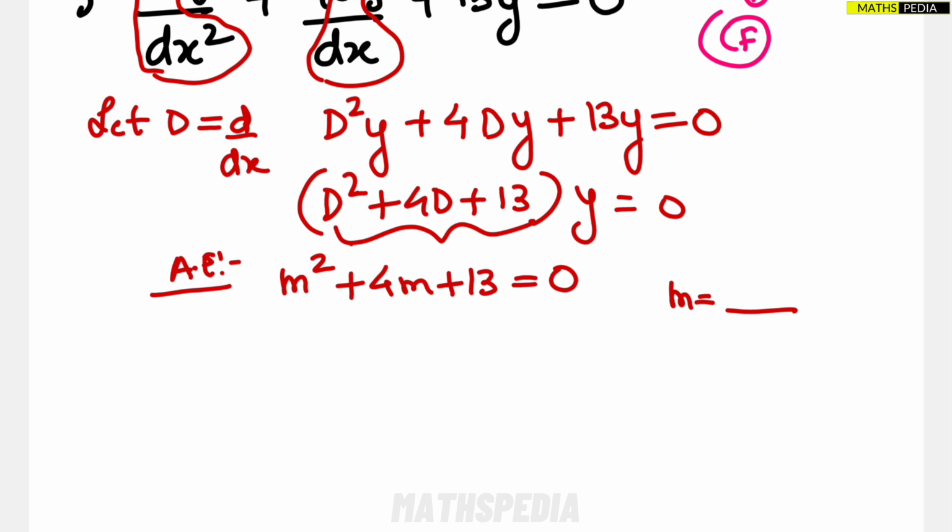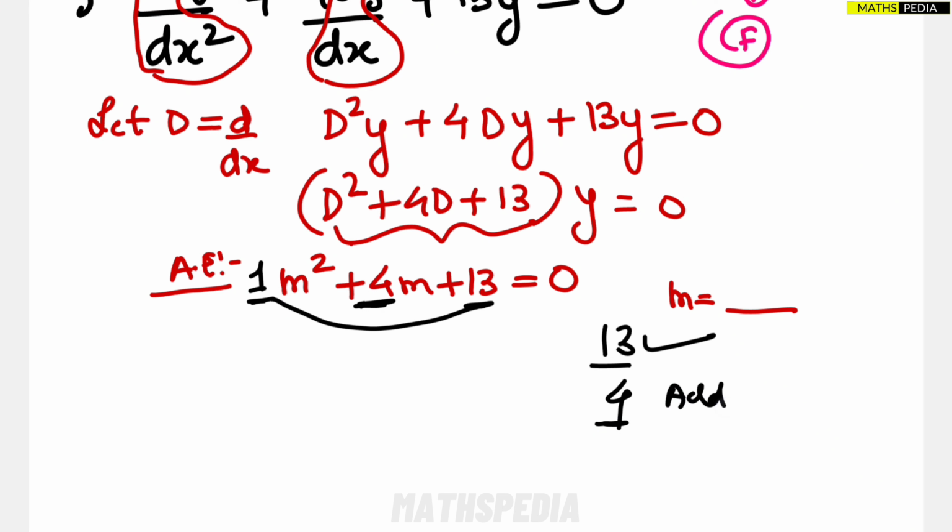Now this can be solved using a calculator if it is allowed, or we can use the quadratic formula, or otherwise one more method is the factorization method, which is also called splitting the middle term. Let us try splitting the middle term first. The coefficient of m square is 1 and the constant is 13, so when you multiply two numbers, I should get 13. And the middle term is 4, so when I add, I should get 4. This is to add, this is to multiply.